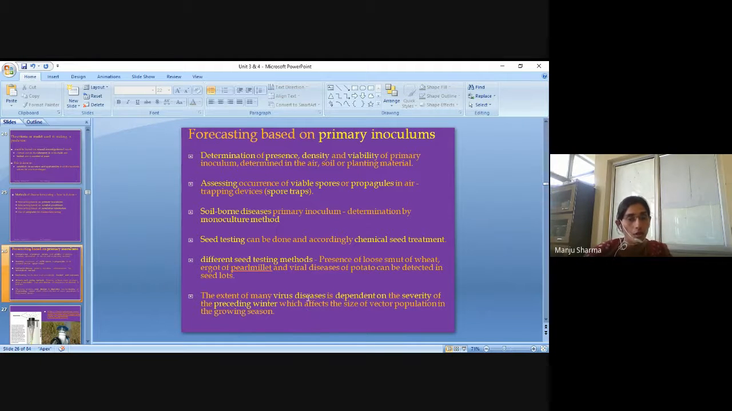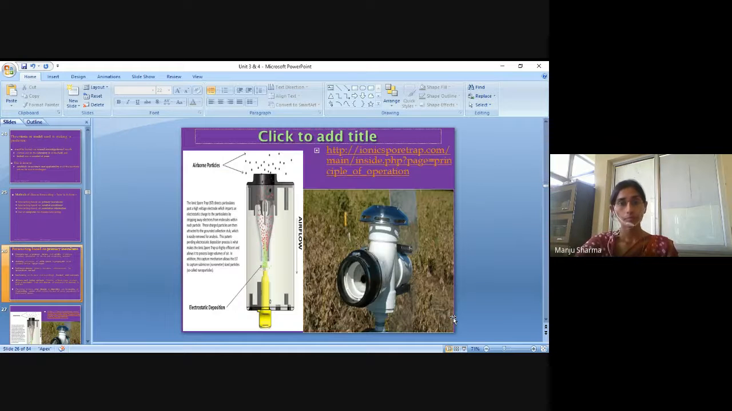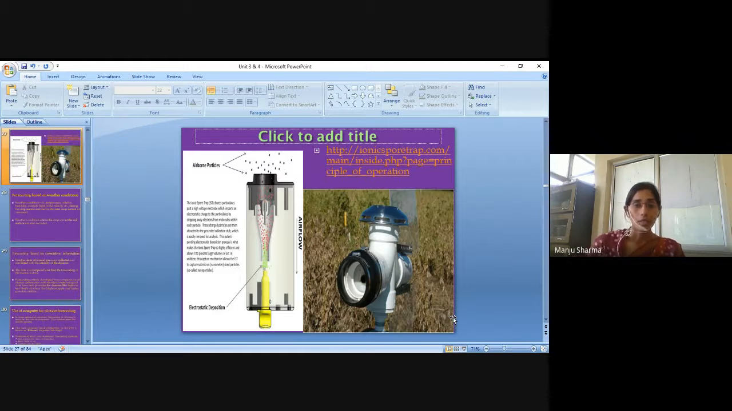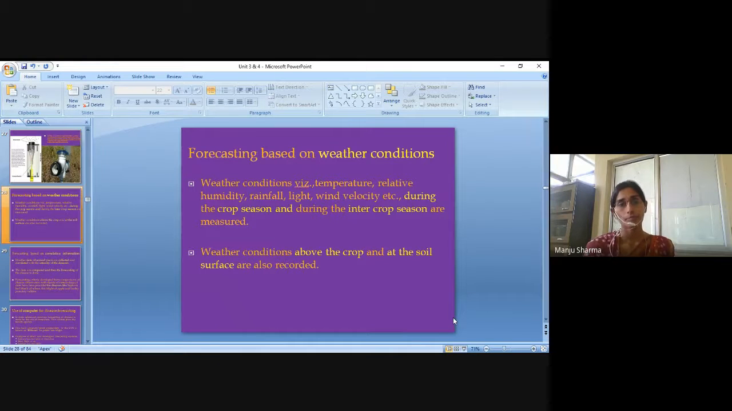And the extent of many virus diseases is dependent on the severity of the preceding winter, which affects the size of the vector population in the growing season. So that is the disease forecasting based on weather conditions.